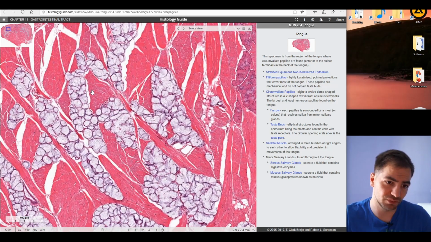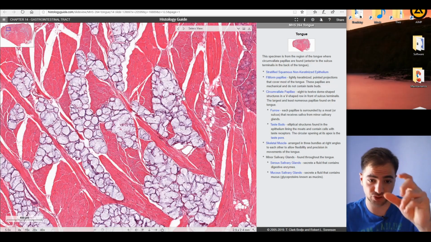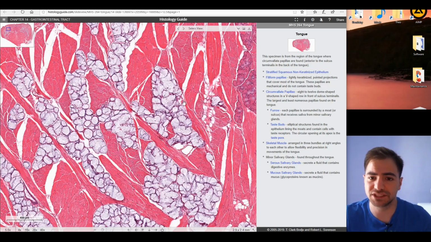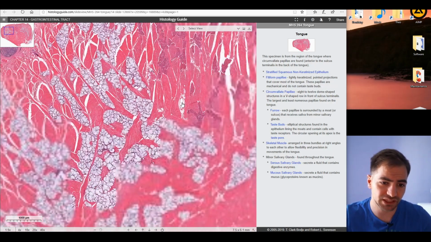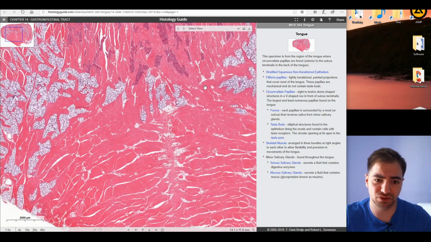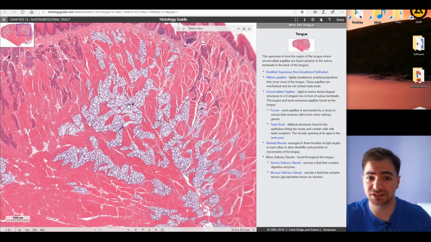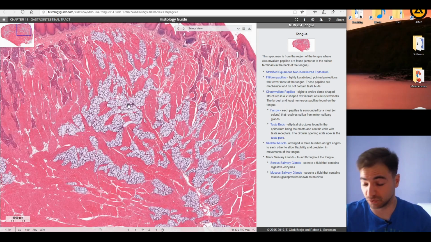This is the typical appearance of the mucous glands. We can see the empty appearance of these cells along with the circular shape of the glands. And lastly, we're going to see the vast amount of skeletal muscle along the whole length of the tongue. It's important to understand that actually the tongue is in fact one of the strongest muscles in the human body.